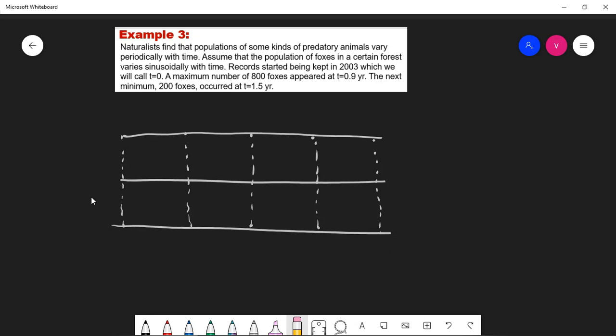So again, it said it was starting at a max. And here it says 800 foxes at the max. And that started at t equals 0.9 years. So again, this is time going in this direction, this is fox population.